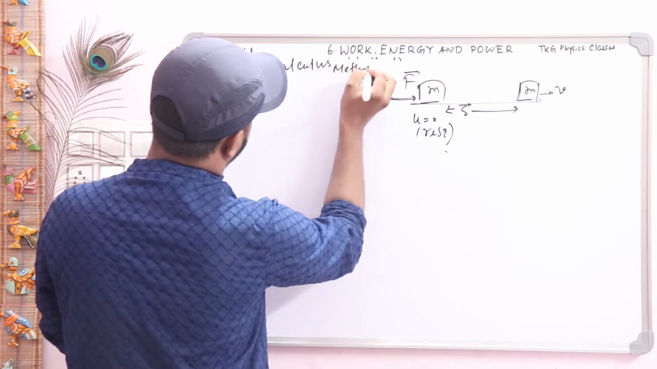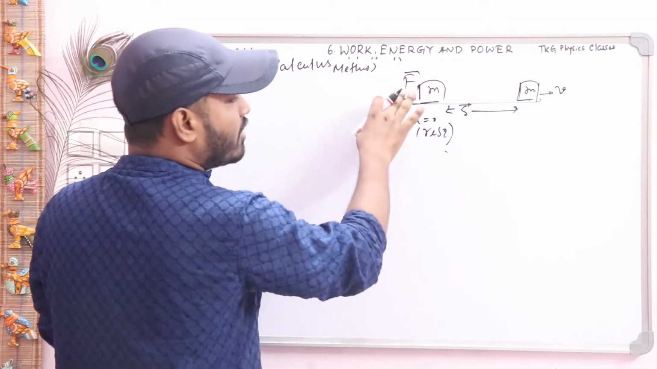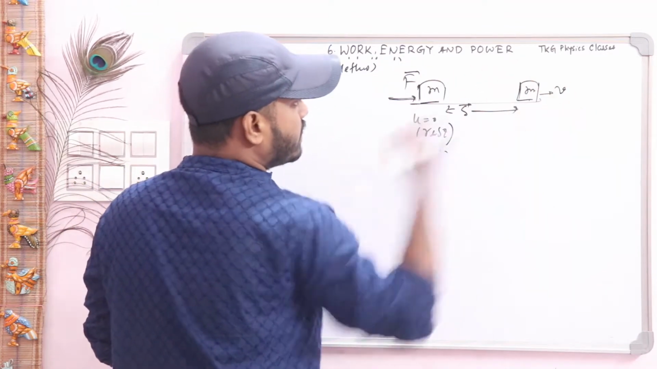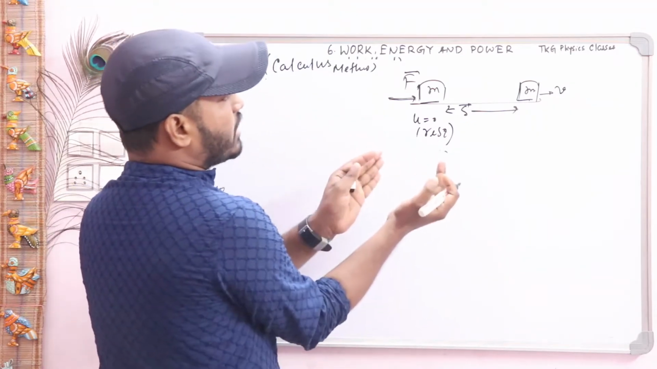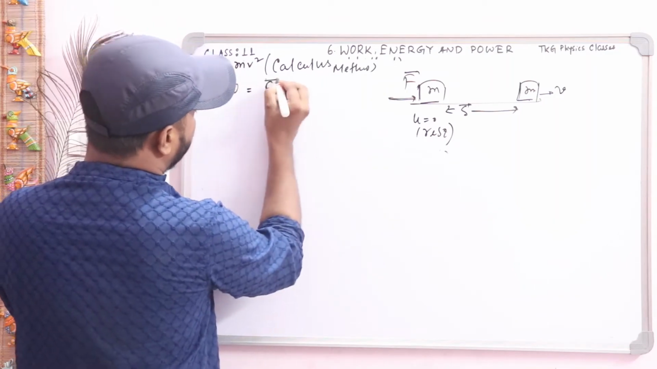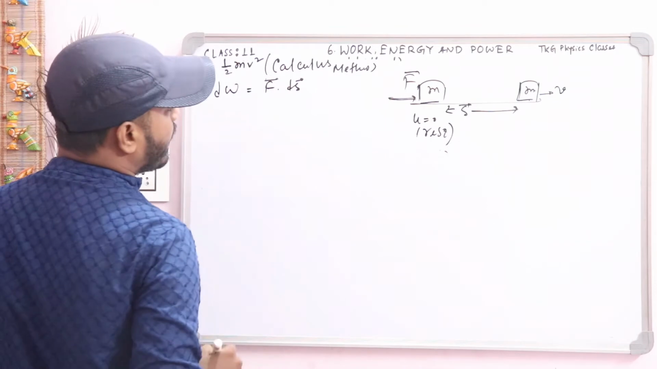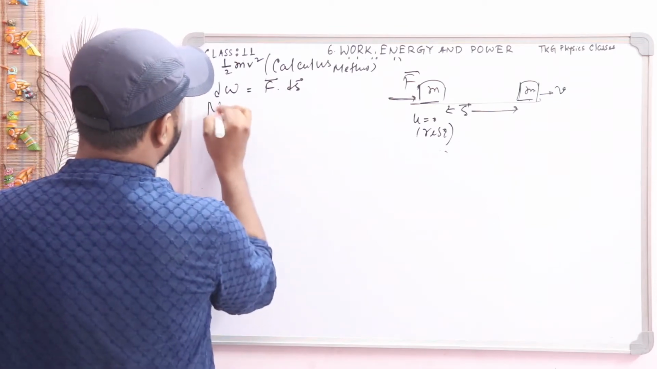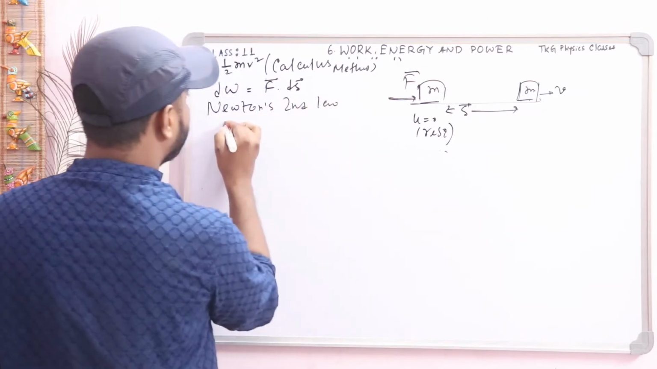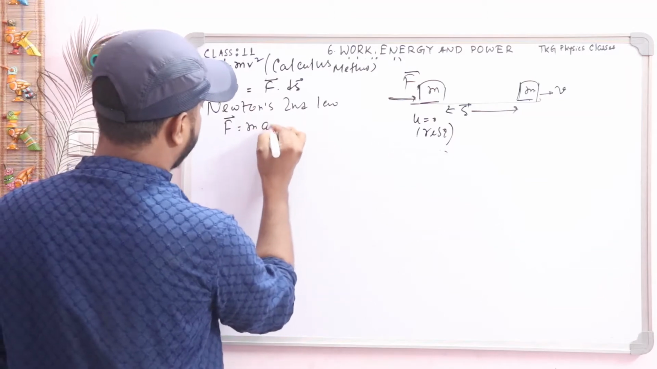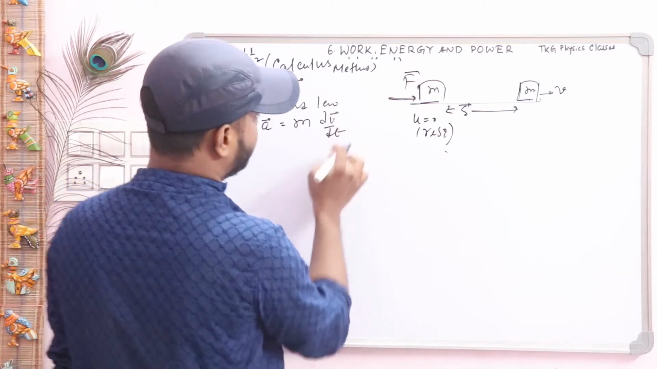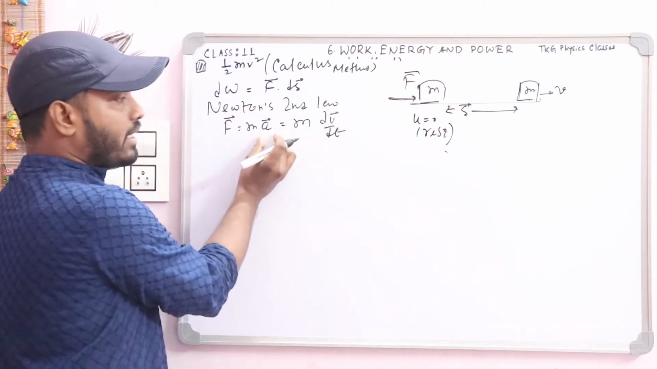Calculus method. So suppose a force F is applied on a body, and for this force the body is displaced through a displacement del S. So for this del S displacement, what will be the amount of work done? dW, and that will be F dot del S. Now use Newton's second law. According to Newton's second law, you can write F equal to m into a. In the place of a, you can write dv by dt. The rate of change of velocity with time is known as acceleration.